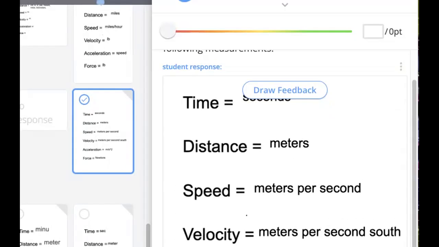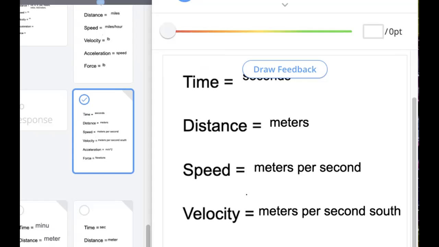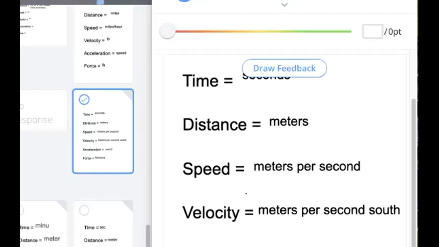Okay. Now, velocity is the exact same thing as speed, but there's only one little difference. Who can tell me what that difference is? Velocity and speed are the same thing, except for one little detail. Sahil, what's that detail? Direction. Very good, direction. So like we see this student here, they put meters per second and then they added south to it. So we need the direction it's going in.